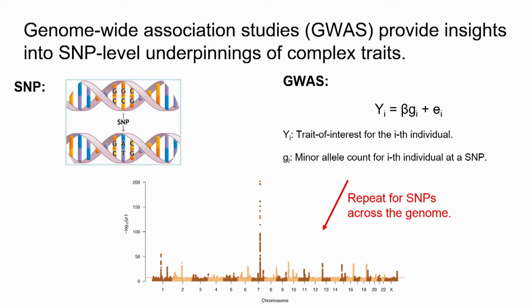And if you do that basically hundreds of thousands to millions of times across your genome, you end up with a plot like this, where you have basically an association for every SNP in your genome, and you have the association strength here on the y-axis and the location on the x-axis, and we call this a Manhattan plot.